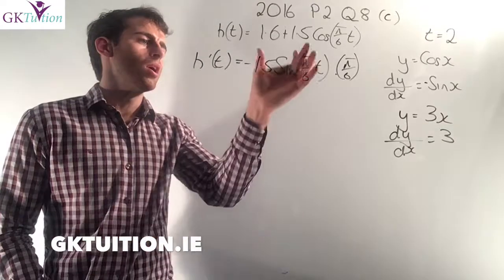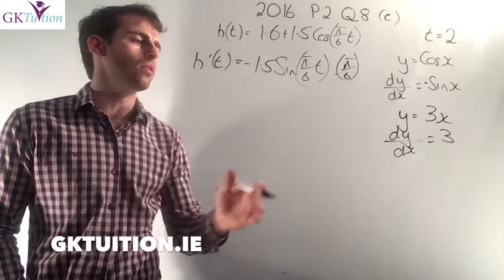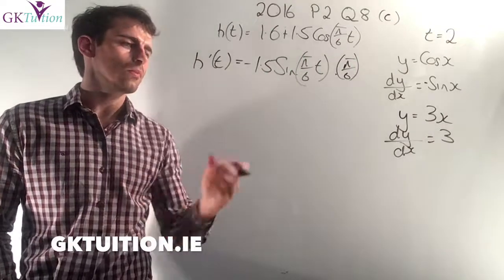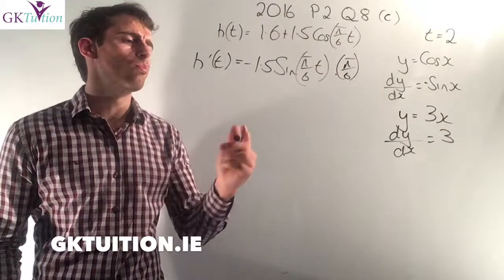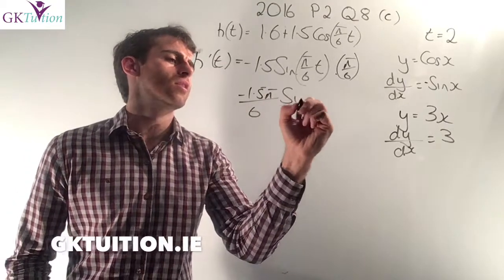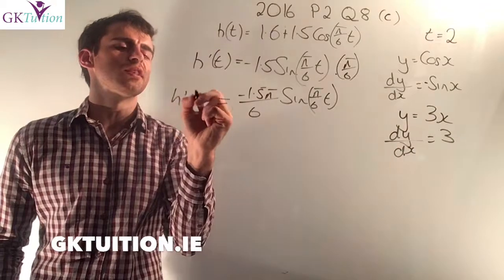So that's it. The derivative of cos of an angle just becomes minus sine of that angle. Then I multiply by the derivative of my angle. Now, if I want to simplify this one further, pi over 6 times minus 1.5 is minus 1.5 pi over 6 times sine pi over 6 times t. So that's as much as I can simplify it.